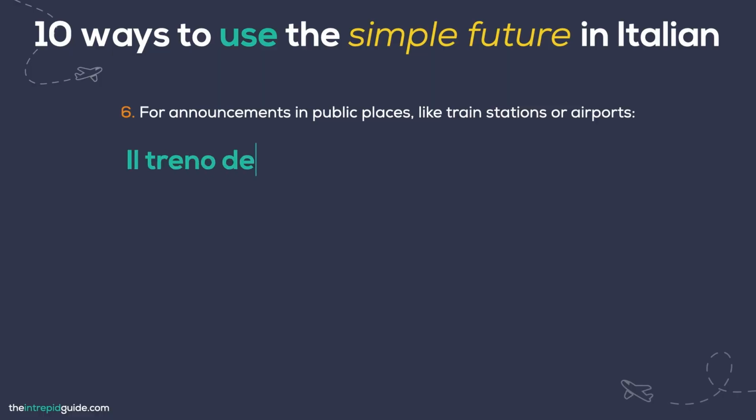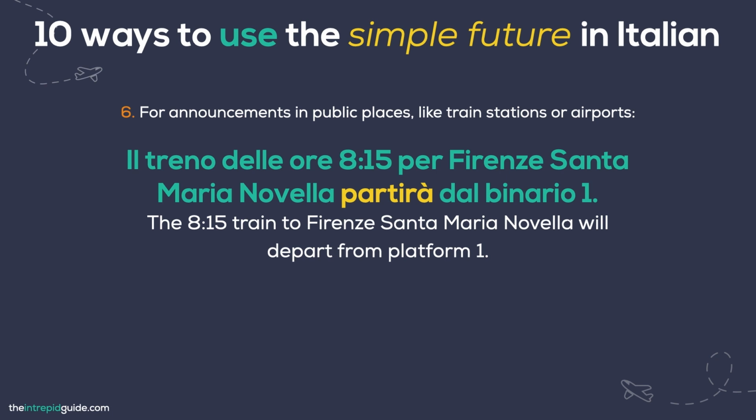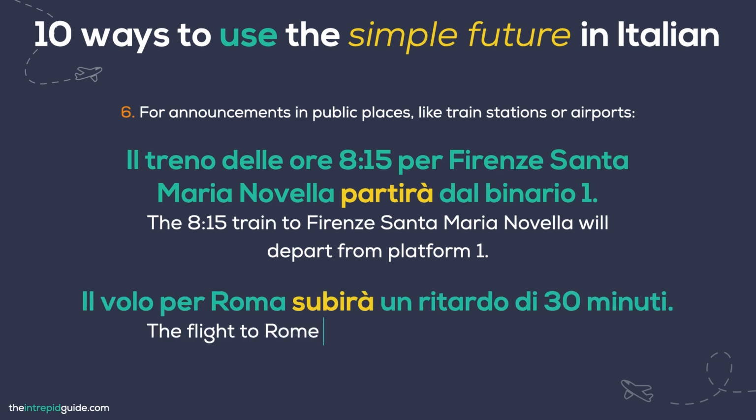Now, the future tense is also used for announcements in public places, like train stations or airports. Take a look at these examples. Il treno delle 8:15 per Firenze Santa Maria Novella partirà dal binario 1. The 8:15 train to Firenze Santa Maria Novella will depart from platform 1. Il volo per Roma subirà un ritardo di 30 minuti. The flight to Rome will be delayed by 30 minutes.